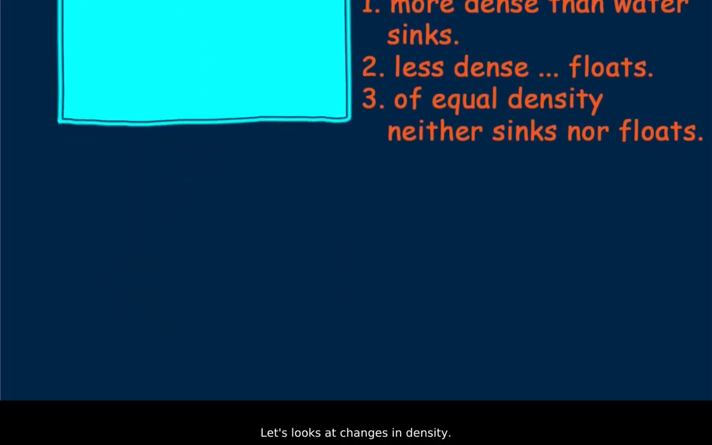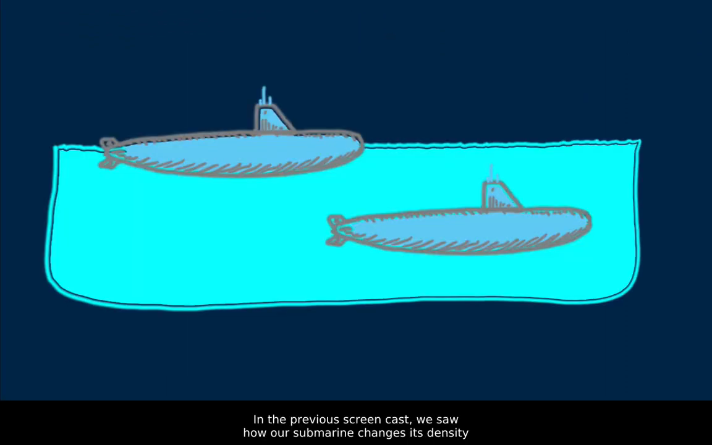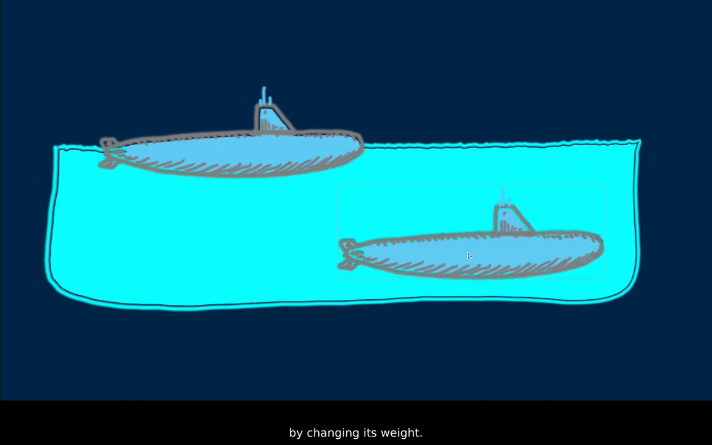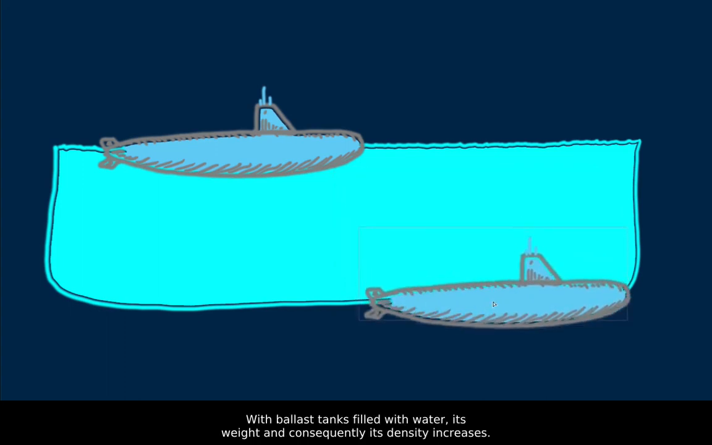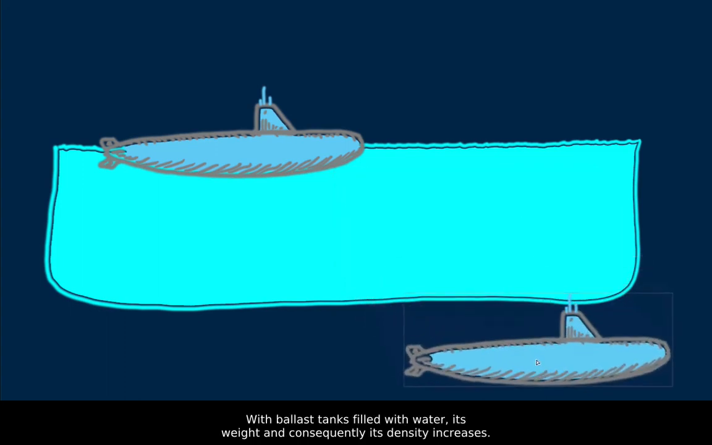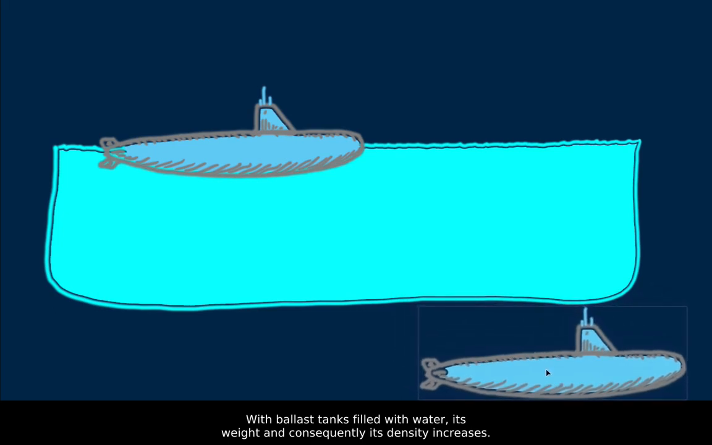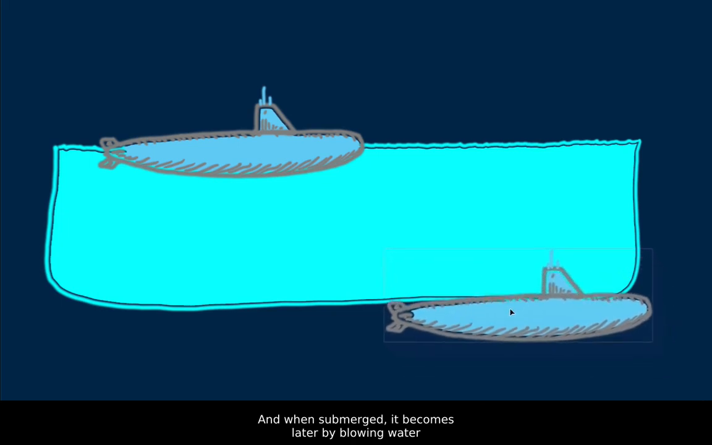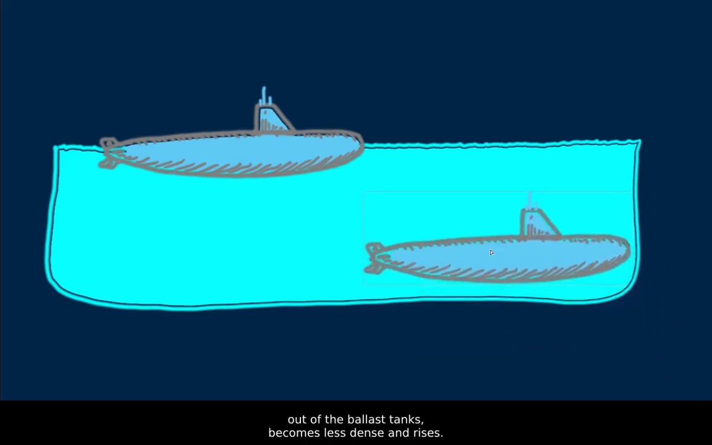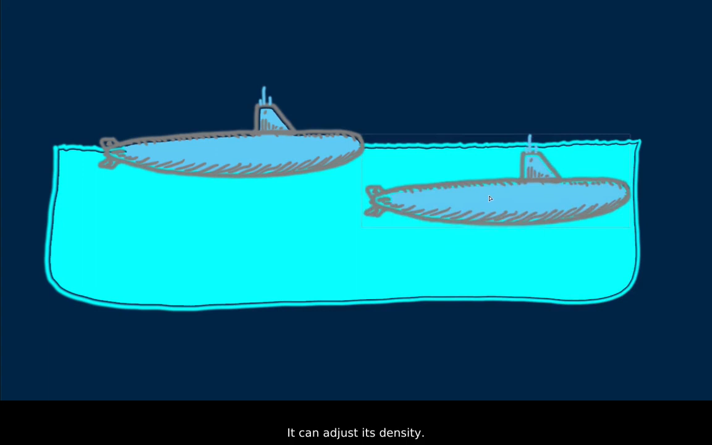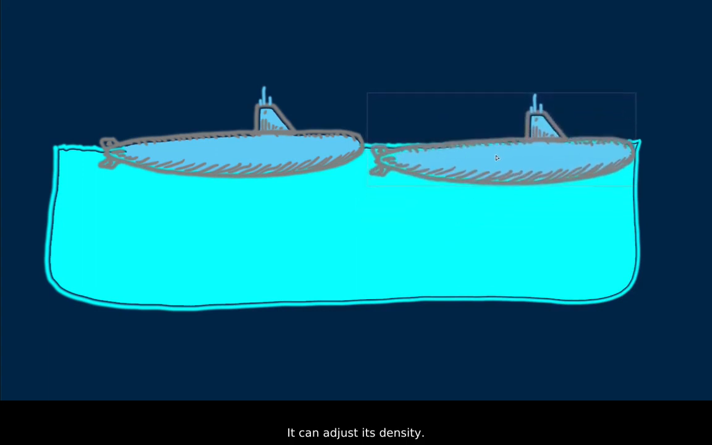Let's look at changes in density. In the previous screencast, we saw how our submarine changes its density by changing its weight. With ballast tanks filled with water, its weight, and consequently its density, increases. And once submerged, it becomes lighter by blowing water out of the ballast tanks, becomes less dense, and rises. It can adjust its density.